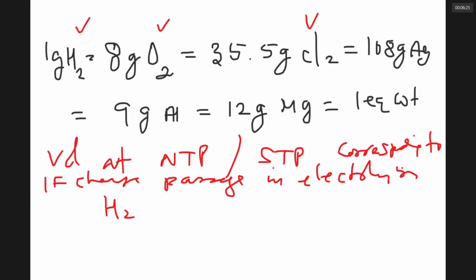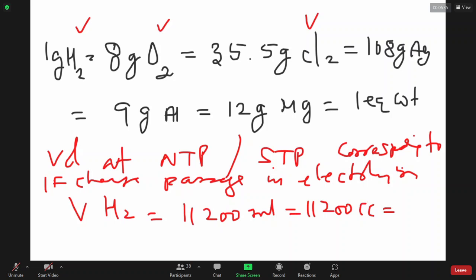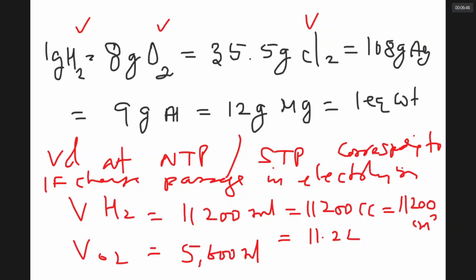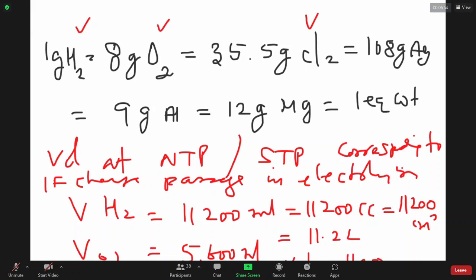Hydrogen volume is equal to 11,200 ml, or 11,200 cc, or 11,200 centimeter cube, all are the same, equal to 11.2 liters. Volume of oxygen is equal to 5,600 ml. Volume of chlorine is equal to 11,200 ml. If I know that, my life will become simple. Let's go to the next problem.